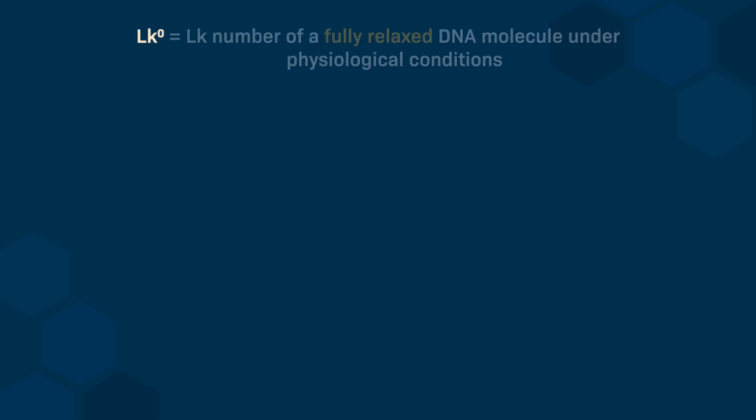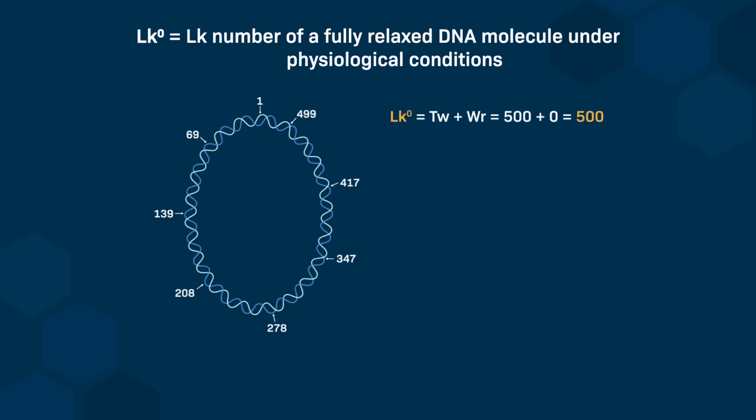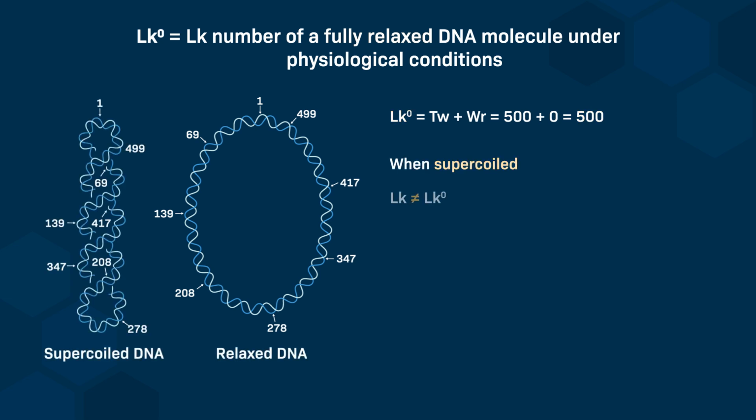We've discussed what the LK number represents. Now let's introduce L0, the linking number of a fully relaxed DNA molecule under physiological conditions. So, once again, considering a simple example of a 5,000 base pair molecule, the linking number is L0 equals 500 because it's fully relaxed with no supercoiling. When DNA is supercoiled, the linking number differs from L0, and the degree of supercoiling is evaluated by the difference between LK and L0, which is denoted as delta LK.